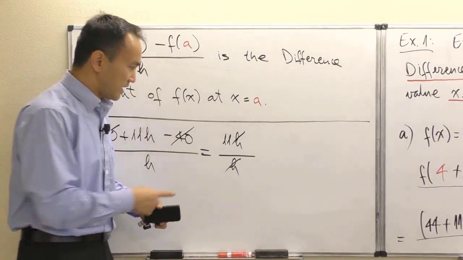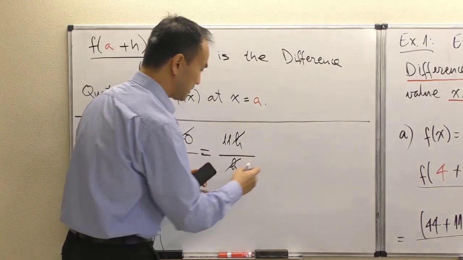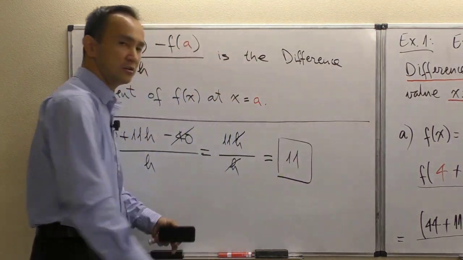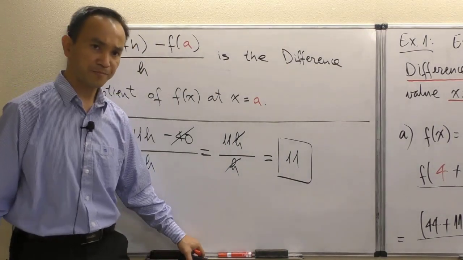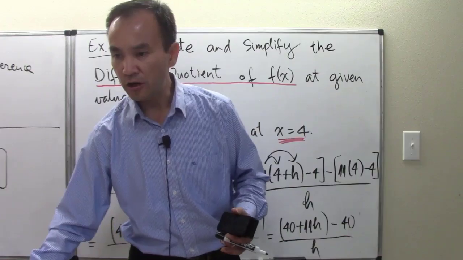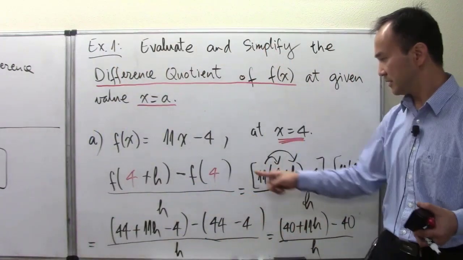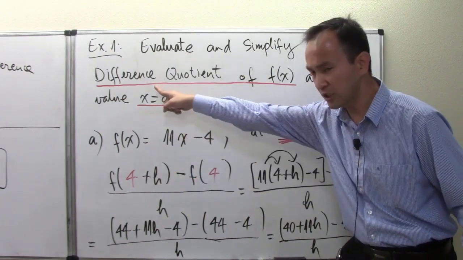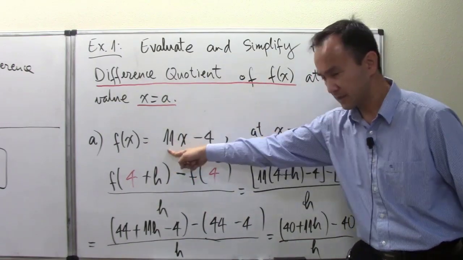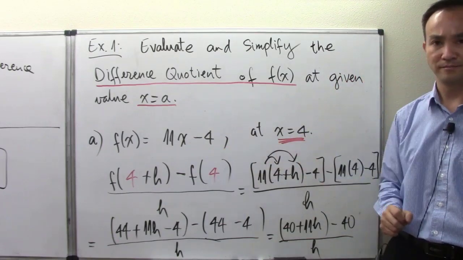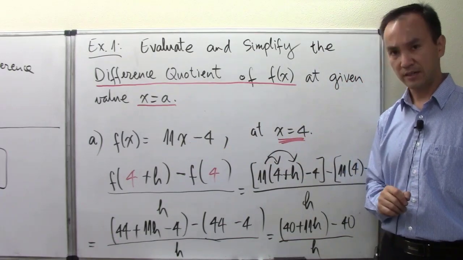Now canceling out the h here, I'm looking at 11. So this is my final simplified expression for the difference quotient. That's the simplified expression for the so-called difference quotient of f of x at x equals 4. That's how it's done.